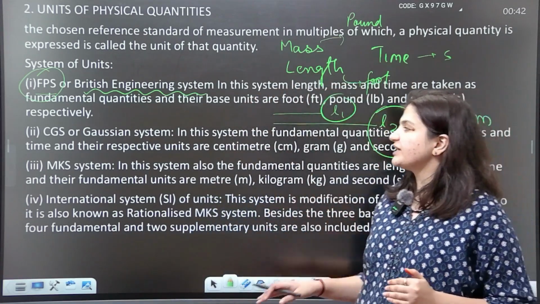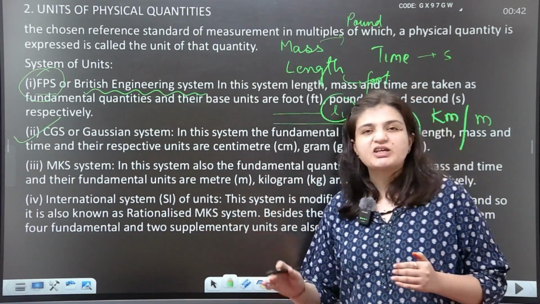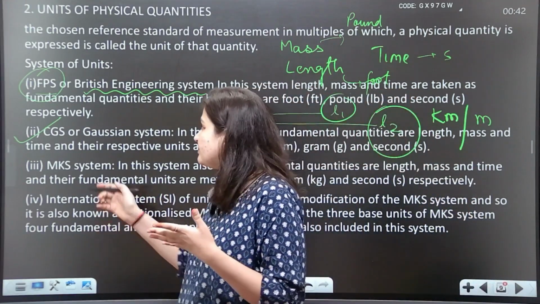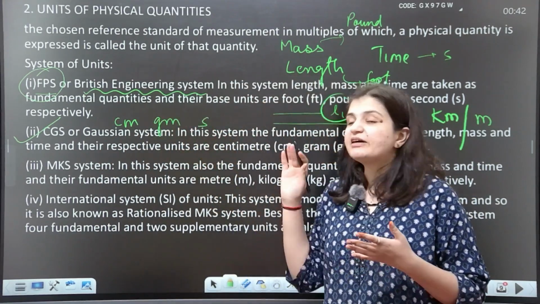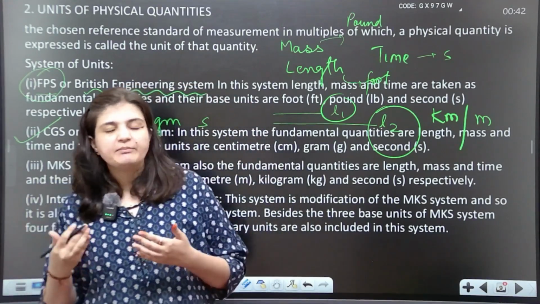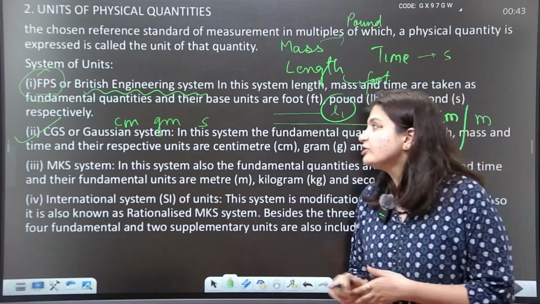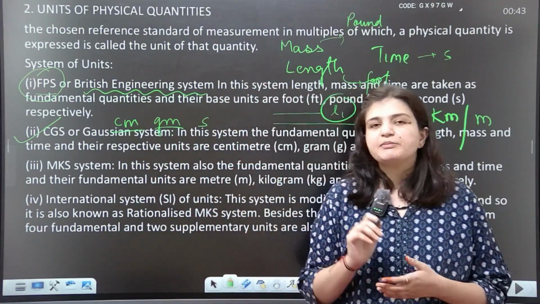Then for the second system we have the CGS system, the Gaussian system. In the CGS system we have the centimeter, gram and second. So to measure the length we have centimeter, mass is gram and time is second.